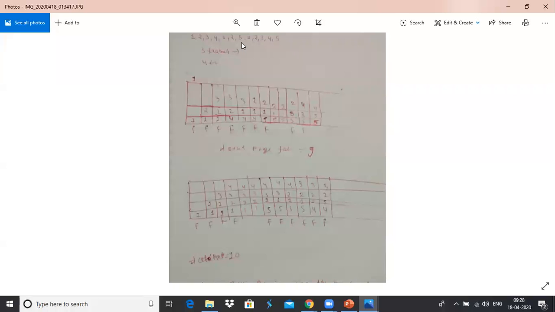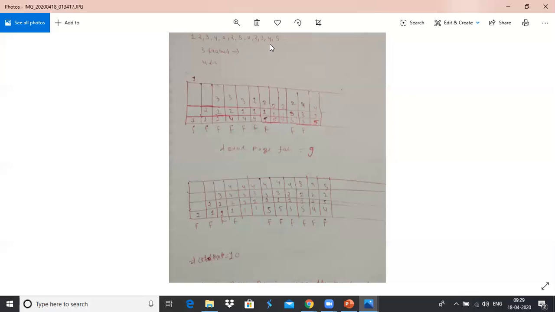Again 5. Which page will you replace? 4 will be replaced by 5. Again, one page fault. Again 1 comes here, but 1 already exists in the frames, so no page fault for 1. Again 2, no page fault for 2. Again 3 comes, so 1 will be replaced by 3, 1 page fault.